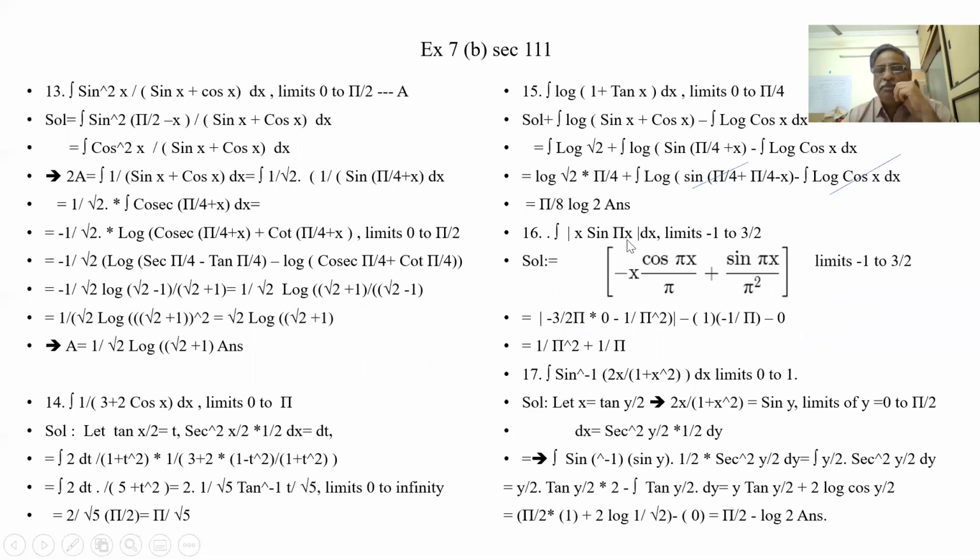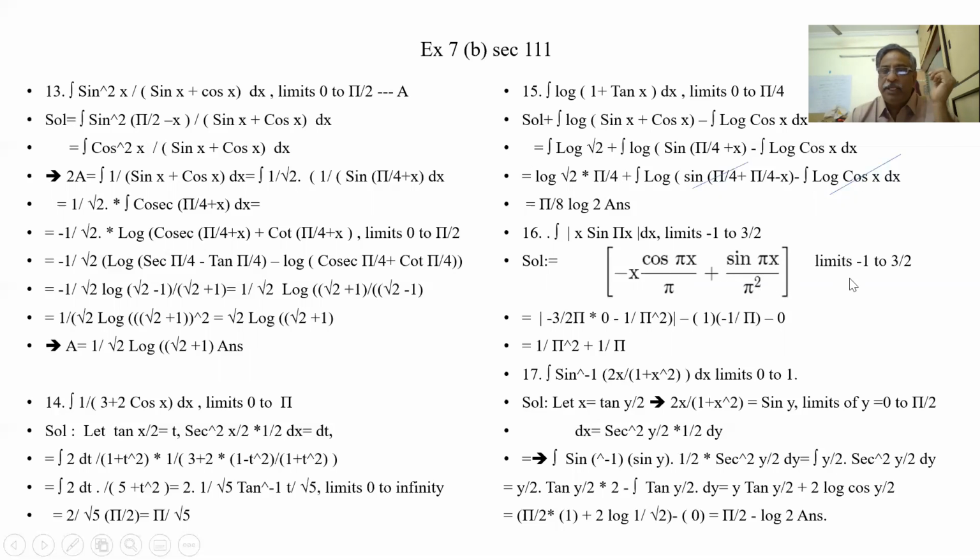Integral of x sin pi x dx, limits minus 1 to 3 by 2. What is the integration of x sin pi x dx? When I integrate sin pi x, it is minus cos pi x by pi, into x, minus the integral of the differentiation of x, which is 1. This becomes minus cos pi x by pi. So what is the integration of minus cos pi x? Sin pi x by pi square.